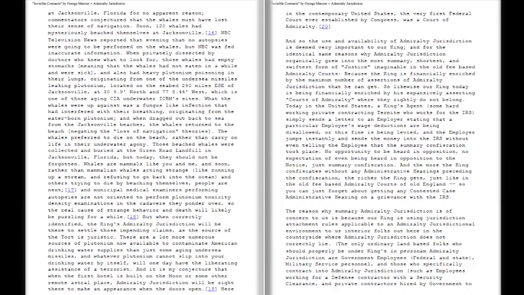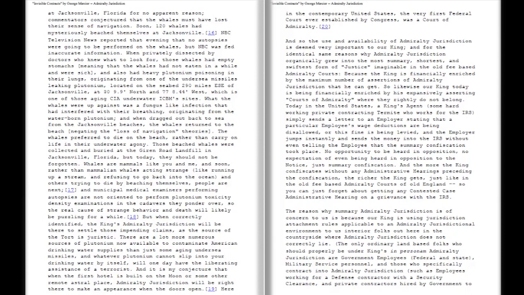No opportunity to be heard in opposition, no expectation of even being heard in opposition to the notice, just summary confiscation. And the more the King confiscates without any administrative hearings preceding the confiscation, the richer the King gets, just like in the old fee-based Admiralty courts of Old England. So you can just forget about getting any contested case administrative hearing on a grievance with the IRS. The reason why summary Admiralty jurisdiction is of concern to us is because our King is using jurisdiction attachment rules applicable to an Admiralty jurisdictional environment to us interior folks out here in the countryside where Admiralty jurisdiction does not correctly lie.